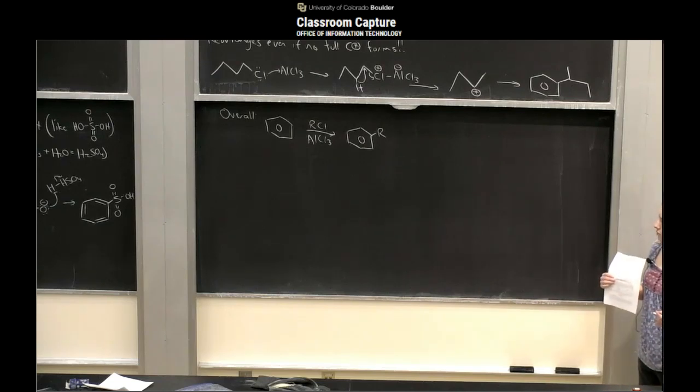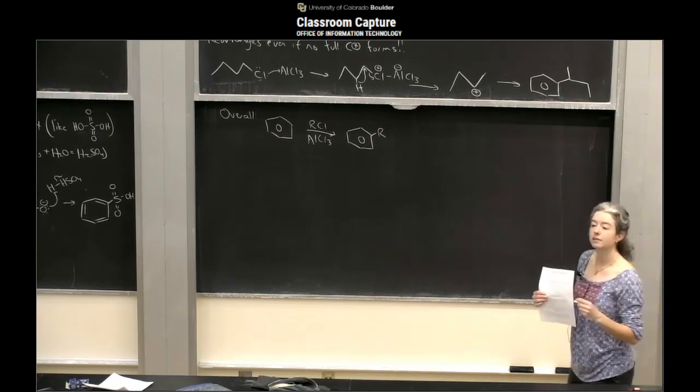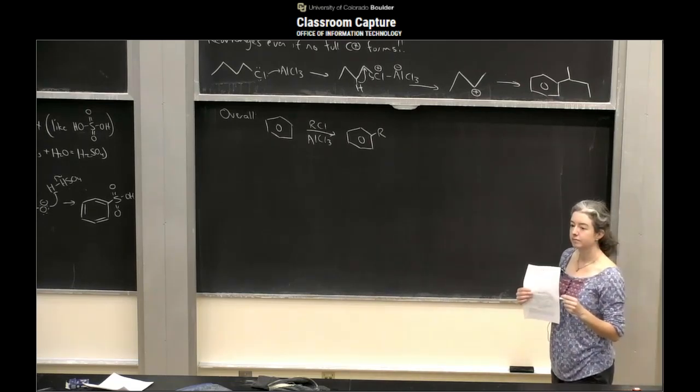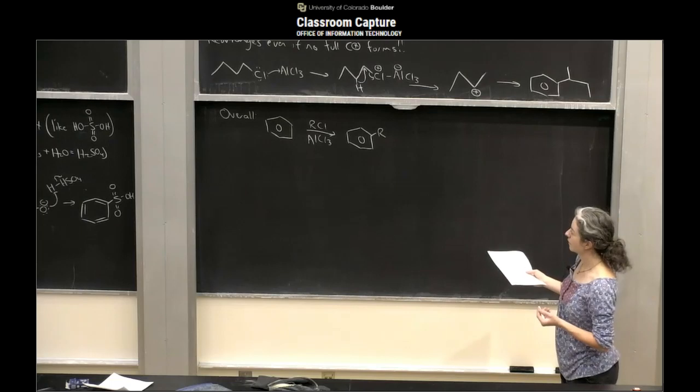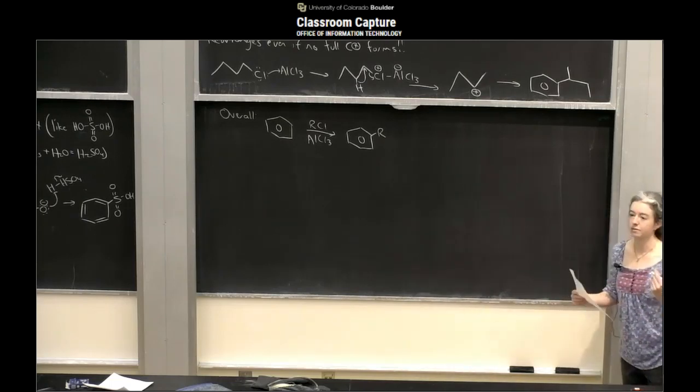Okay, so questions about that one? Yeah? Could you do RCl and then the FeBr3? Yeah, so I think, for some reason, it is not as great a yield as this way, but yeah, that would also work too.